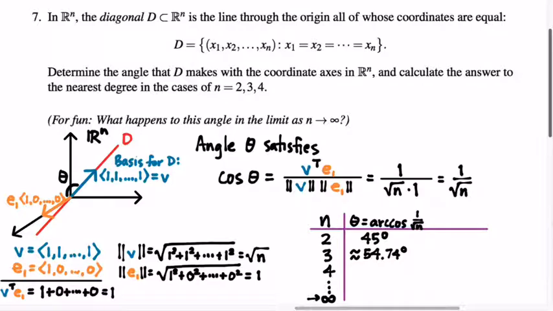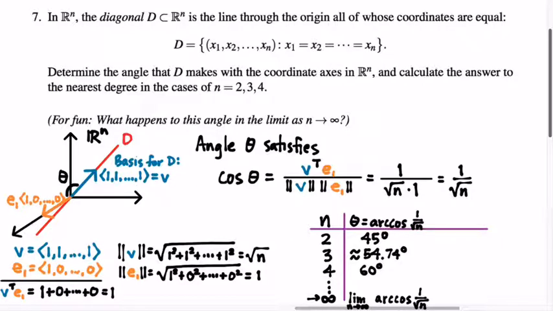When n is equal to 4, we get the arc cosine of 1/2, which is 60 degrees. So in 4 dimensions, the diagonal makes a 60-degree angle with the coordinate axes. As n marches up toward infinity, what happens to this angle? What is the limit of the arc cosine of 1 over radical n as n goes to infinity? Well, as n goes to infinity, 1 over radical n goes to 0.